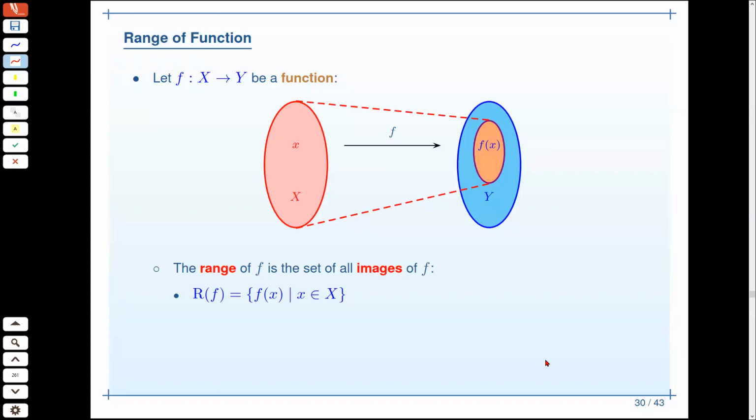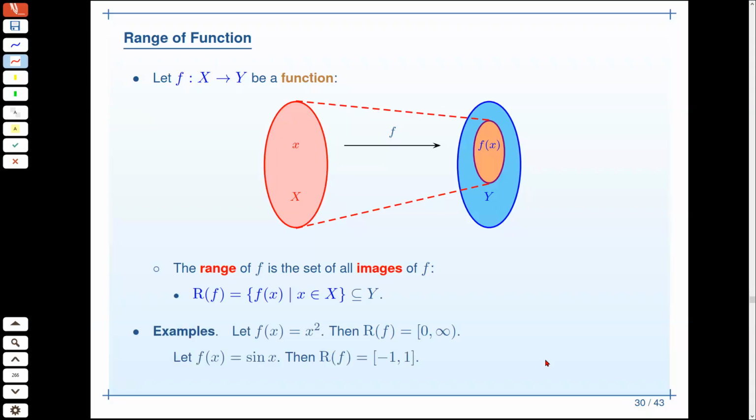There are many other notations; I use just the capital R. R of f denotes the collection of all the images, which is of course a subset of R. For example, if you consider f(x) equals x squared, a parabola, what is the range? The range is everything bigger than or equal to 0. If you consider the sine function, sine only goes from -1 to 1, so the range is from -1 to 1. These are well known, so of course we will not discuss them in linear algebra.